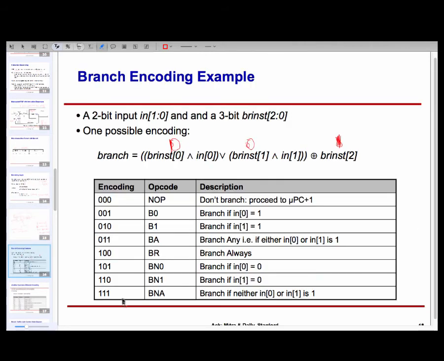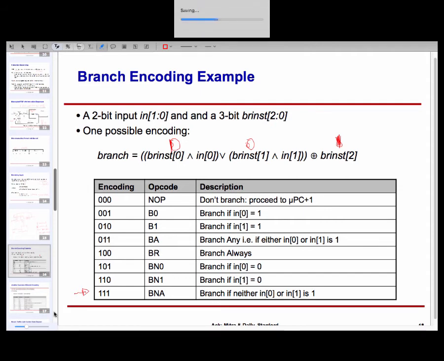Or take another example. Let's say 1, 1, 1. If it is 1, 1, 1, I would have in 0, or in 1, the whole thing XORed with 1. So that means in 0 and in 0 or in 1 complemented, which basically translates into branch if neither in 0 nor in 1 is 1. And each one of these cases is covering different useful situations.